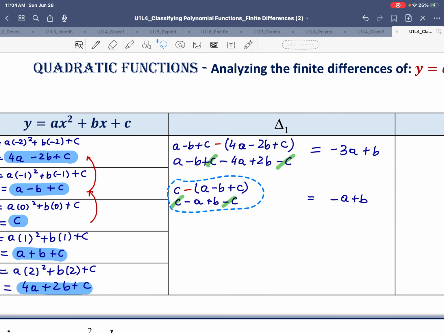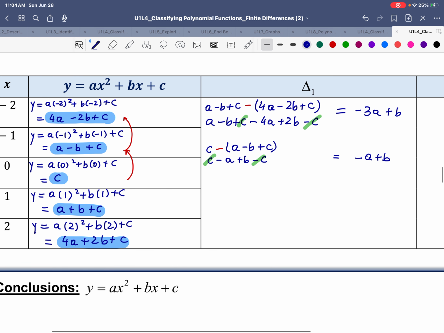Now we're going to do the next set of y values. So let's see what we got here. We get a plus b plus c, and we are subtracting the previous term, which is just c, and you can see that adds to 0. So that would be simply a plus b.